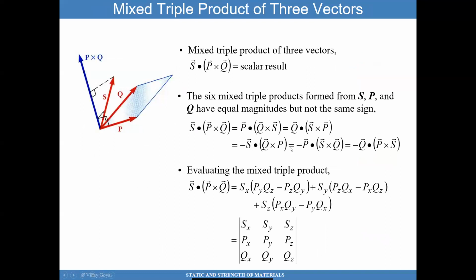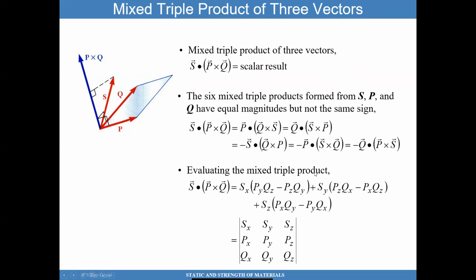I want to discuss very quickly the mixed triple product of three vectors. It is a cross product of P and Q and then dotted with S. That will give a scalar quantity. And that's one way to calculate the volume of a geometry, as discussed earlier. You can form 6 different mixed triple products with S, P, and Q, which will have equal magnitudes but not the same sign. So you will have different signs, but they're all equal in value.